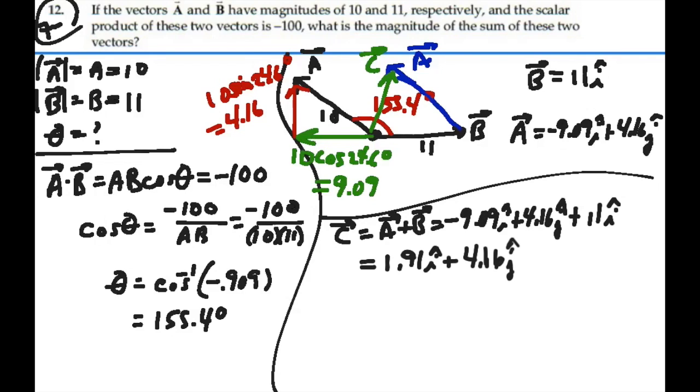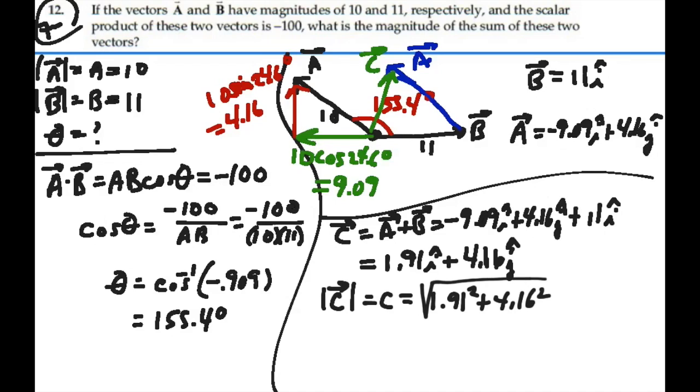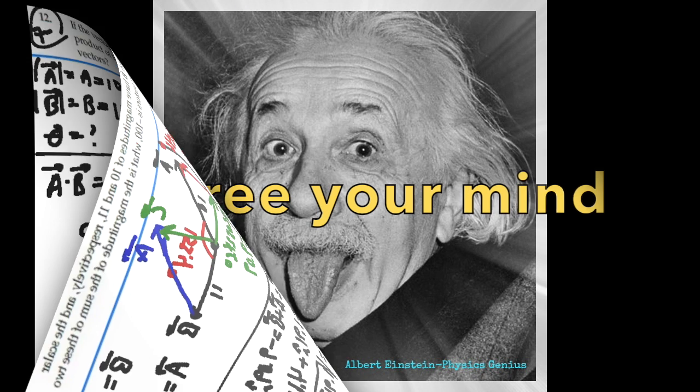We want the magnitude of that vector. So the magnitude of C is going to be the square of these components, added together, square root. And what does that give us? 4.58. So the magnitude of the sum of these two vectors A and B is 4.58.